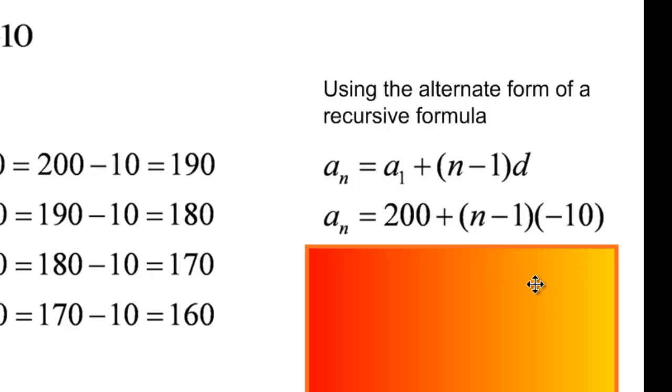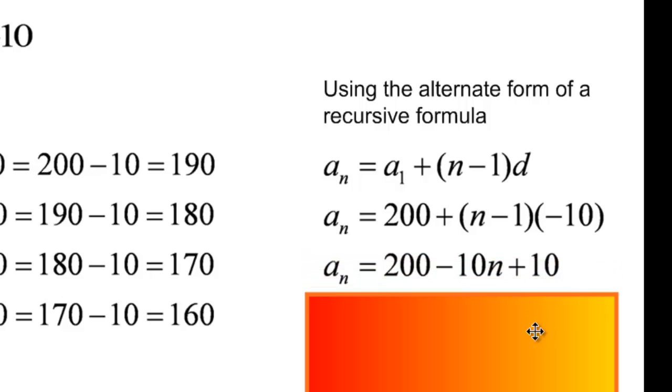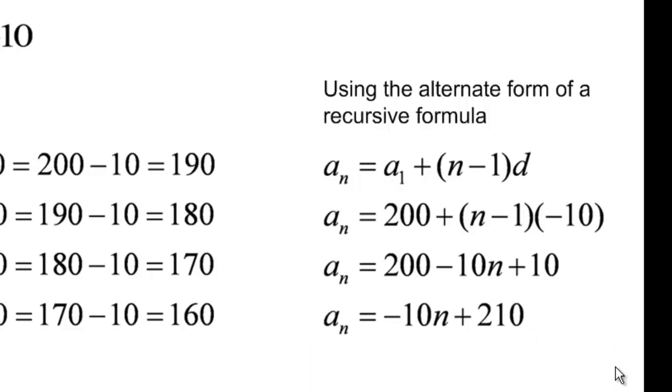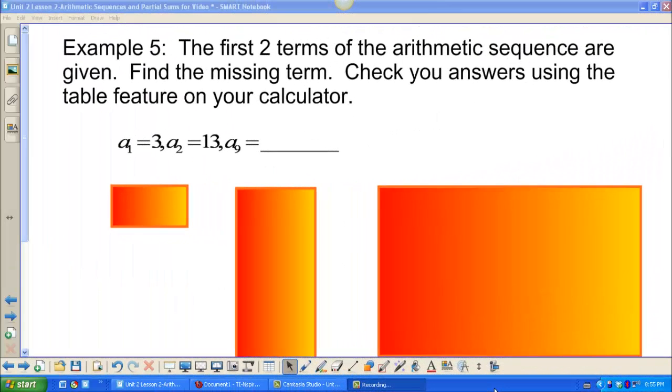Well, my first term is 200, and my common difference is negative 10. Next, I distribute the negative 10 to get 200 minus 10n plus 10. And when I combine like terms, I get negative 10n plus 210, writing the nth term of the sequence as a function of n instead of the recursive formula that was given, a sub k plus 1 equals a sub k minus 10.